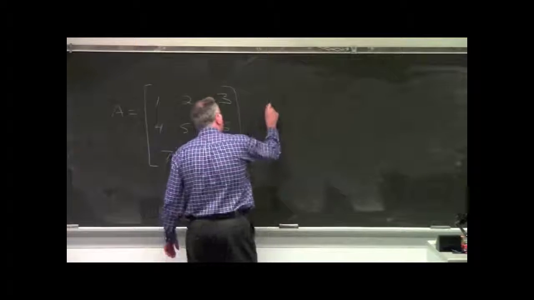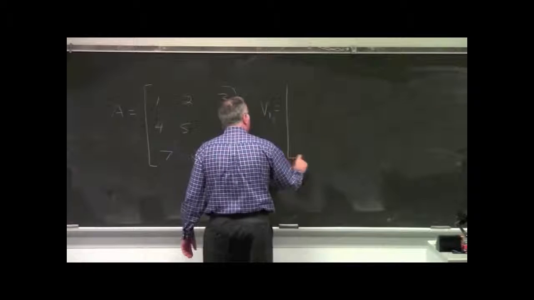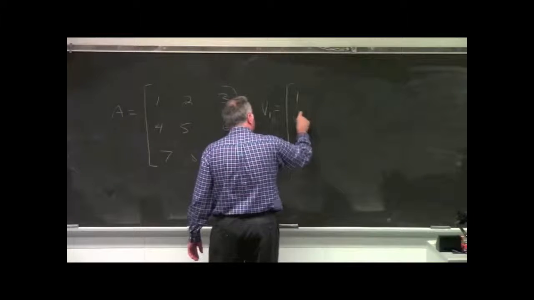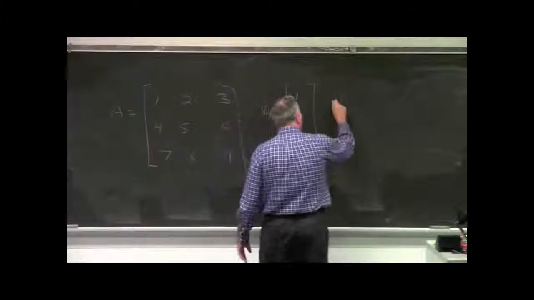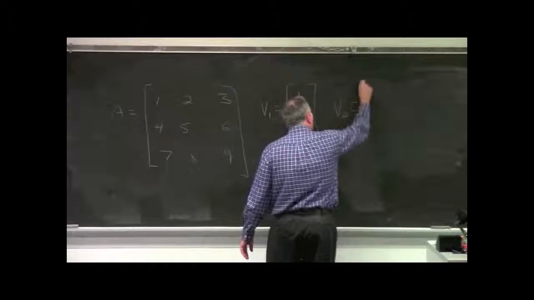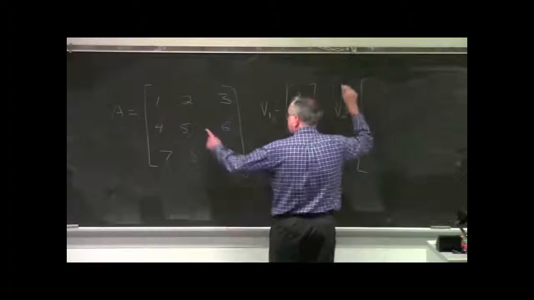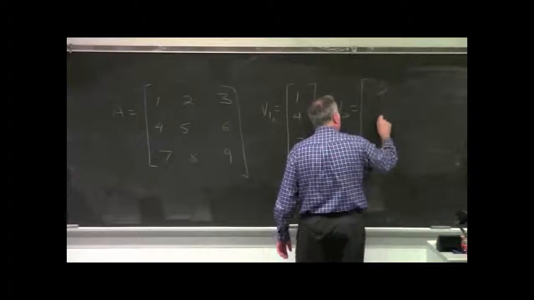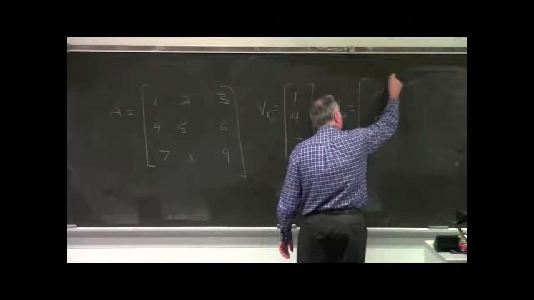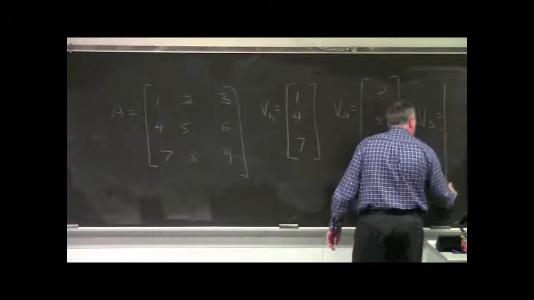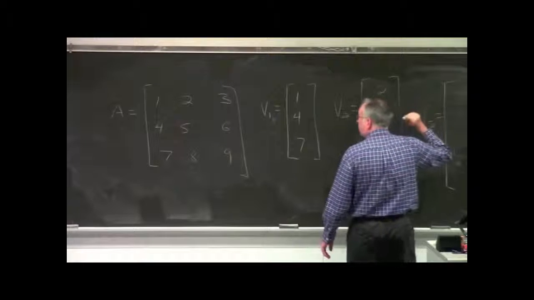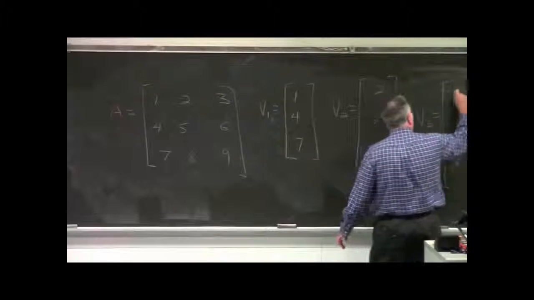V1 equals 1, 4, 7. First column. V2 equals 2, 5, 8. And V3 equals 3, 6, 9.